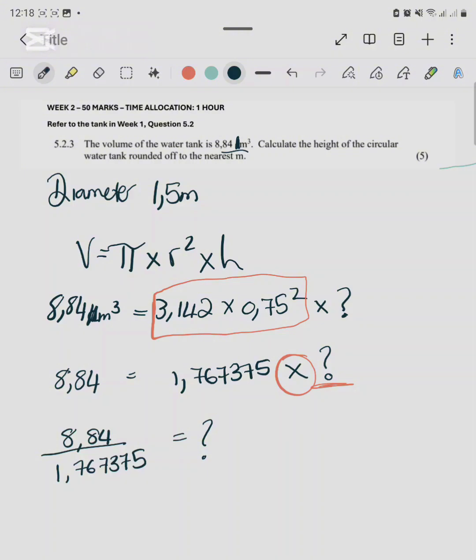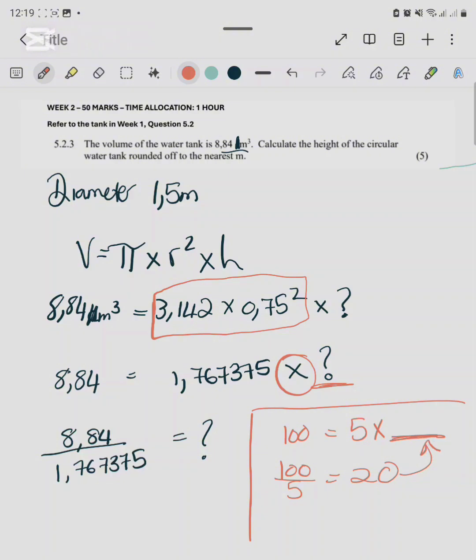Okay, and if you're not sure why that works, you can think of it with very simple, basic numbers. If I said 100 is 5 times something, to work out what that something is, you would say, well, 100 divided by 5 gives you 20. Which is obviously right, because 5 times 20 is 100. It's very much the same idea here. Something times 1,767,375 gives me the 8,84. How do I find the missing value?